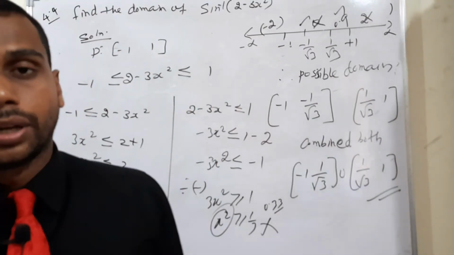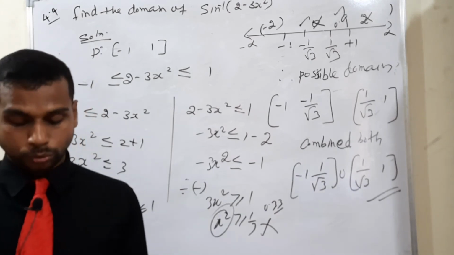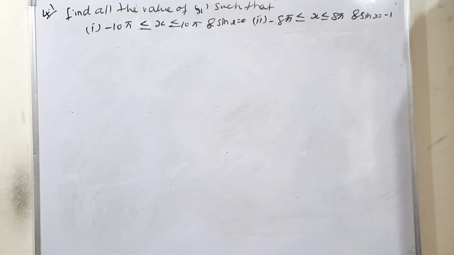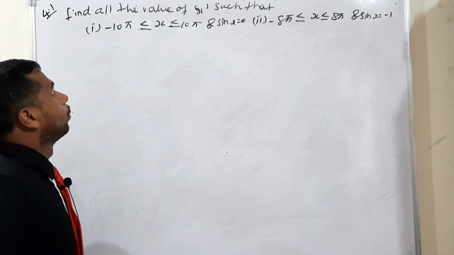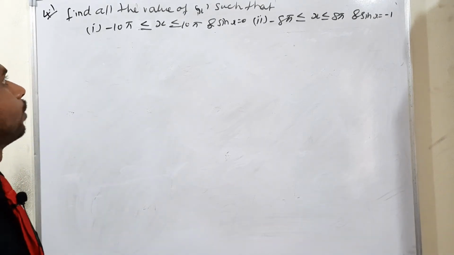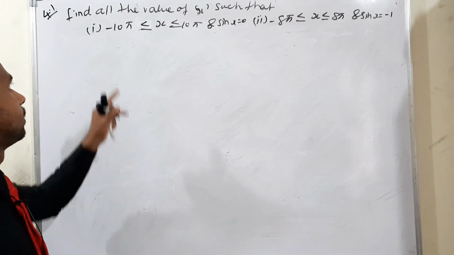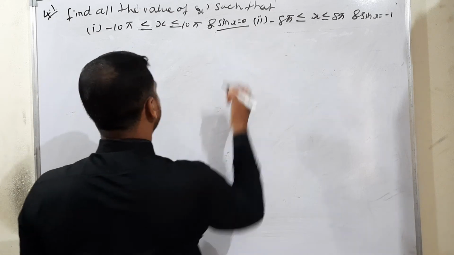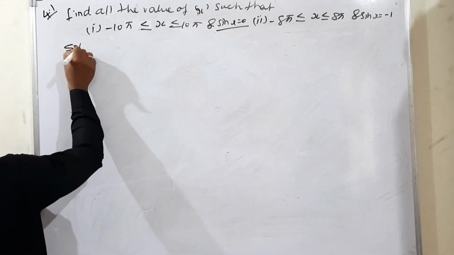Okay, I will continue the exercise 4.1. Moving to exercise 4.1, question number 1, given two subdivisions. Find all the values of x such that, first one, minus 10 pi to positive 10 pi, when sin x is equal to 0. Solution, subdivision 1.